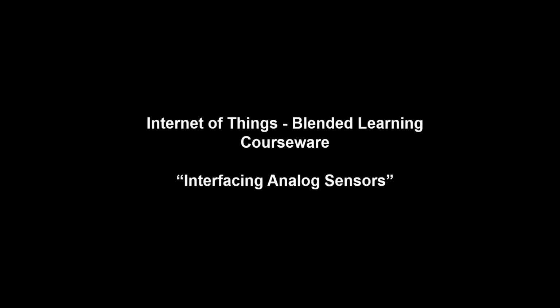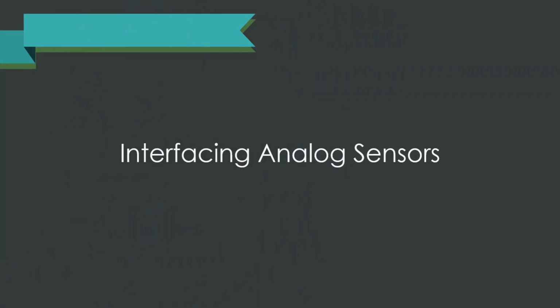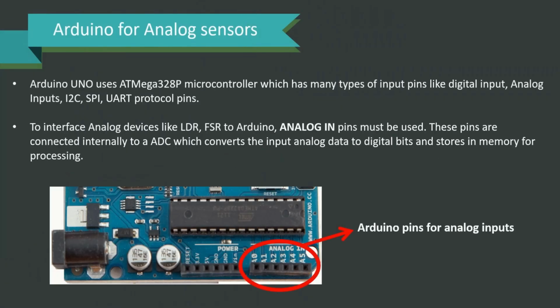Friends, in this session, we will understand interfacing analog sensors with Arduino board. We will also take a couple of exercises that can help you in understanding this pretty clearly. After the session, you will understand how to interface analog sensors with Arduino Uno, what an LDR is all about, how does it work, how can someone interface LDR with Arduino Uno, what is FSR and how to interface FSR with Arduino Uno. All these are covered in this session. Stay tuned. Let's go into the fundamental interfacing exercises.